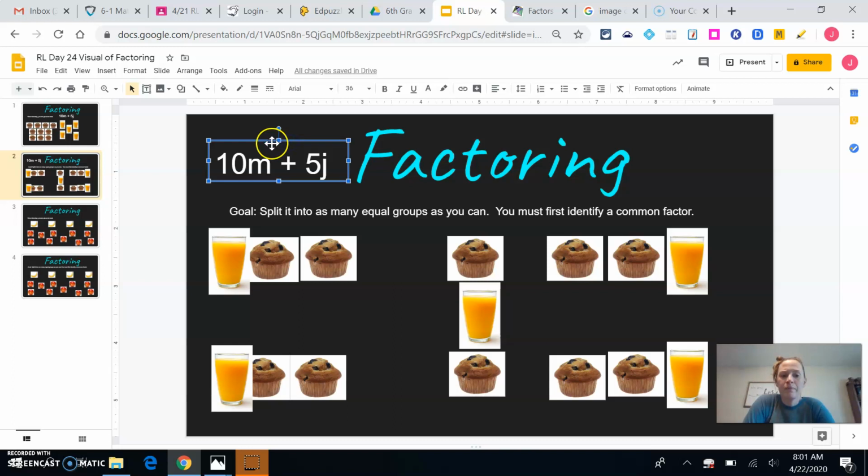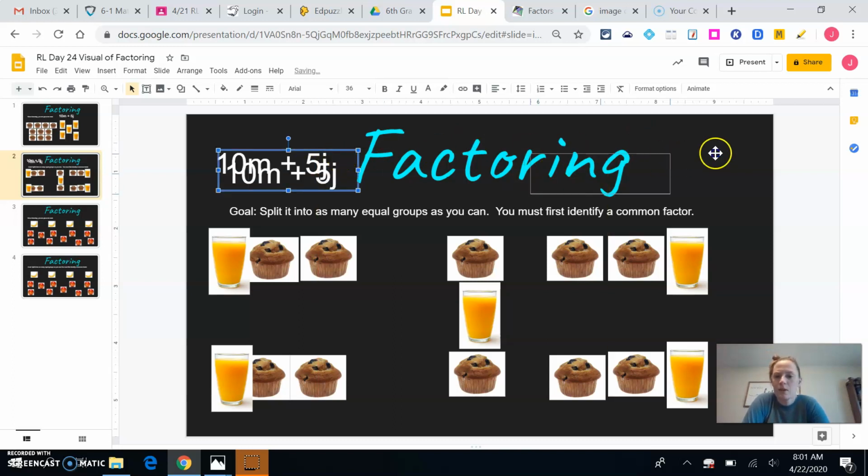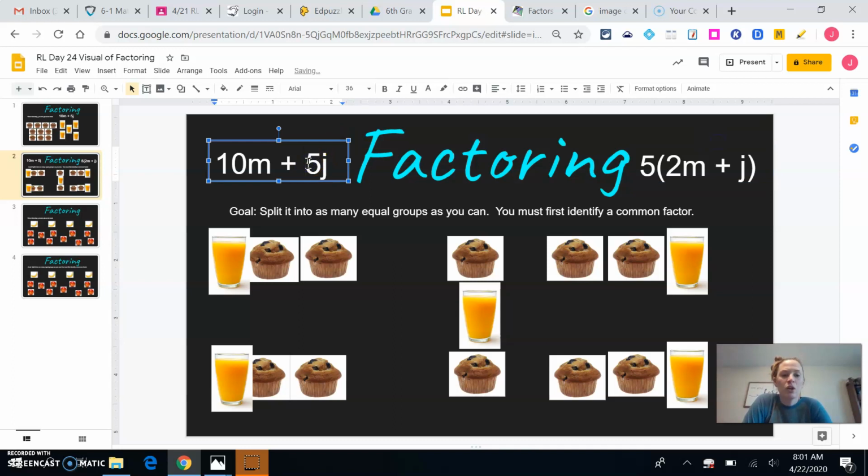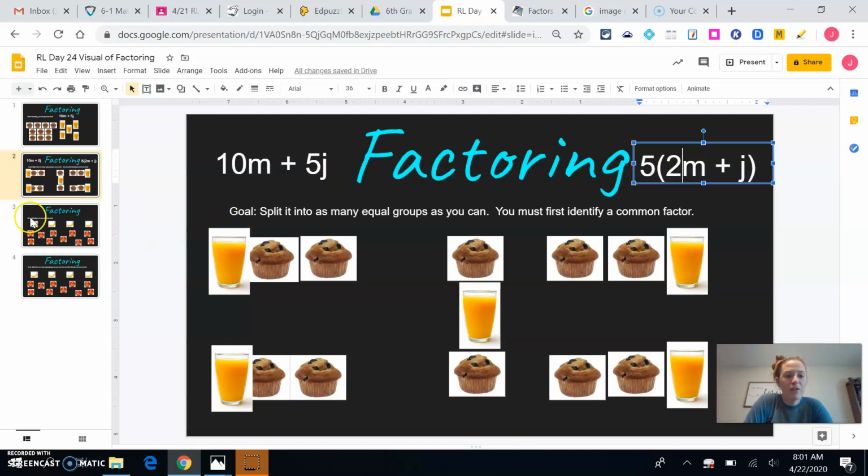So if this was the problem we were presented, I'm going to copy it and paste. Our answer when we factor becomes 5 groups of 2 muffins plus 1 juice, or just juice. Remember, you can have the 1 there if you want. But we start with our total and we end with how many total groups we have. Let's look at another example.